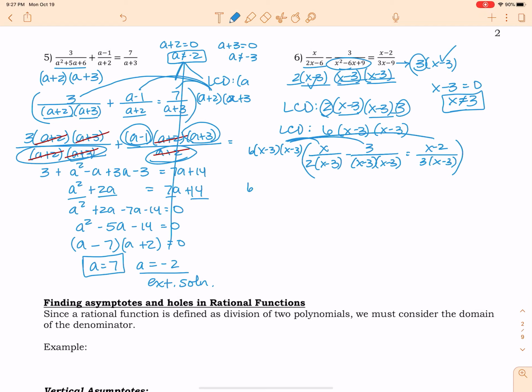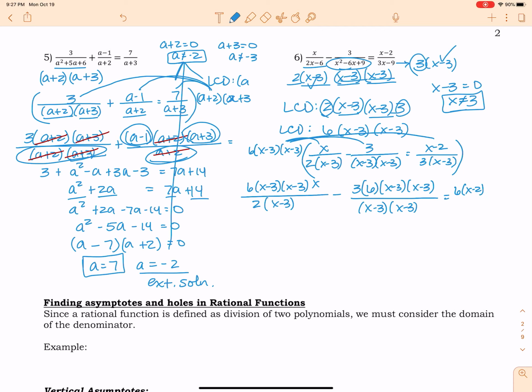All right, so I start with 6 times x minus 3 times x minus 3 times x all over 2 times x minus 3, minus 3 times 6 times x minus 3 times x minus 3. And then I've got 6 times x minus 2.